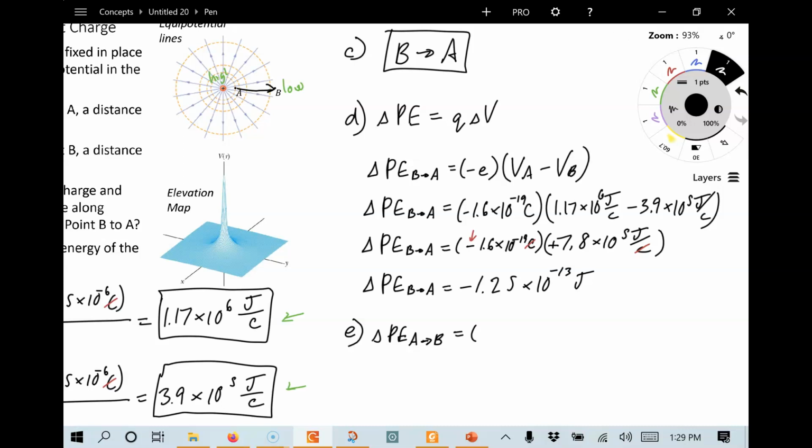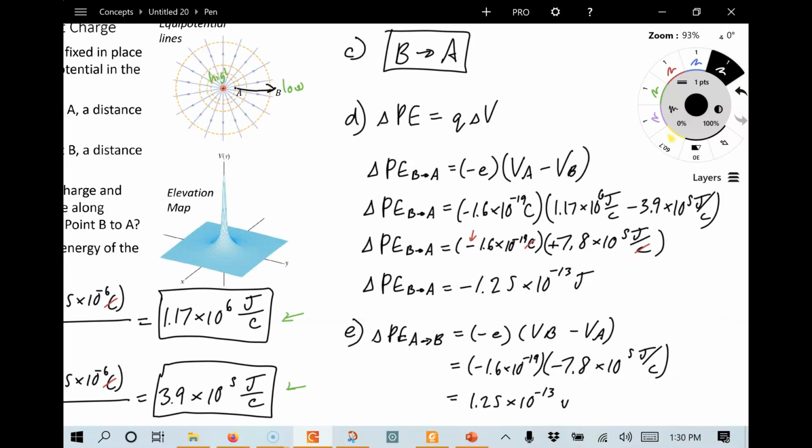Well, in this case, we've still got minus e, and now we've got VB minus VA, the opposite direction. Well, we know what that's going to be, right? Because this is minus 1.6 times 10 to the minus 19th. And this is just going to be the opposite of the number that we did before. This will be negative 7.8 times 10 to the 5th joules per coulomb. We calculate that, and it's going to be the same, except now the two negatives cancel to produce a positive. We're going to get an increase in the potential energy, 1.25 times 10 to the minus 13th joules.